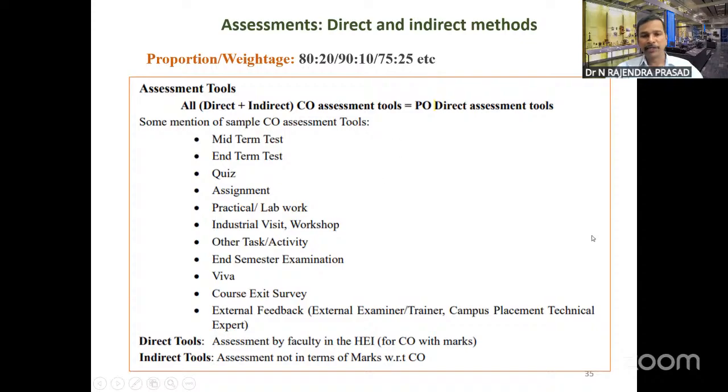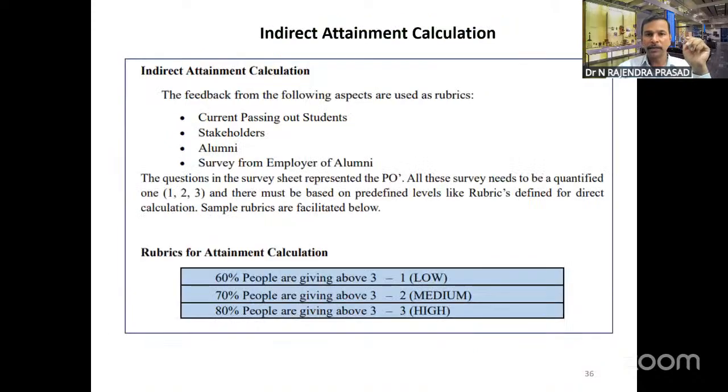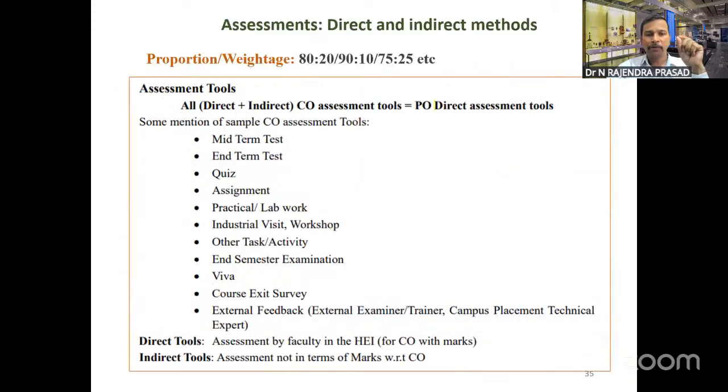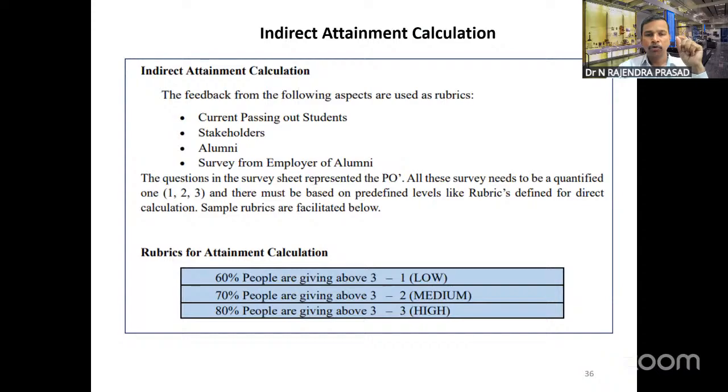Direct tools means internal assessment test, lab test, tutorial, intensive, field work, project, seminar, assignment, etc. Indirect means that is through the assessment by feedback. Okay. So you should have the rubrics for everything. Rubrics means it is an indicator to indicate or to mention the level of performance. That is the rubrics. Let me take an example for indirect assessment to calculate the attainment level.